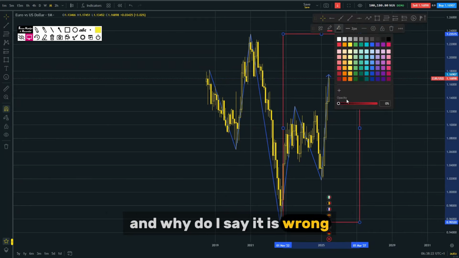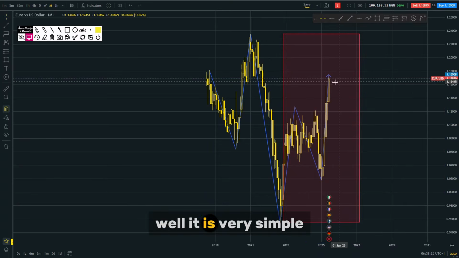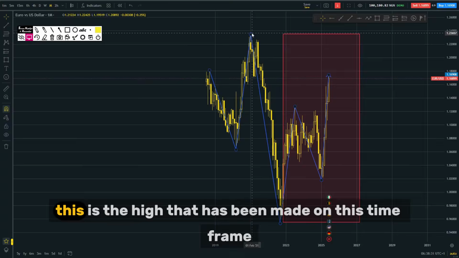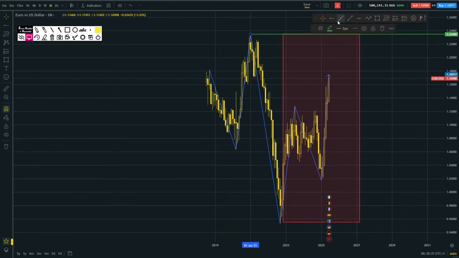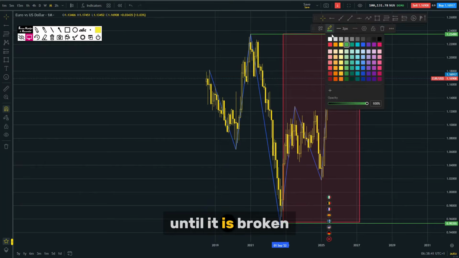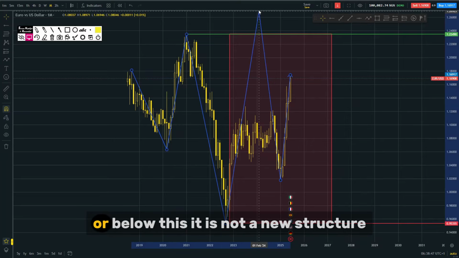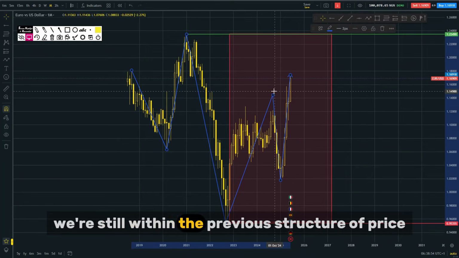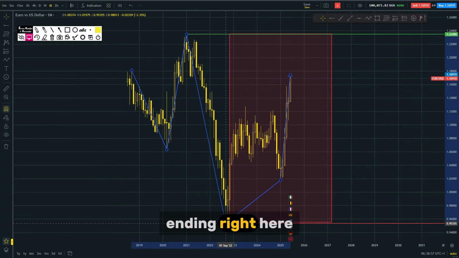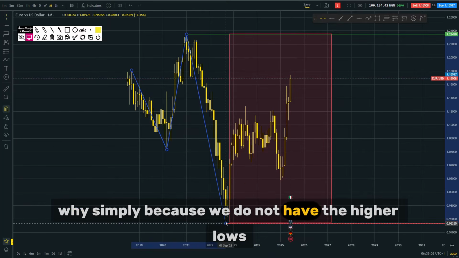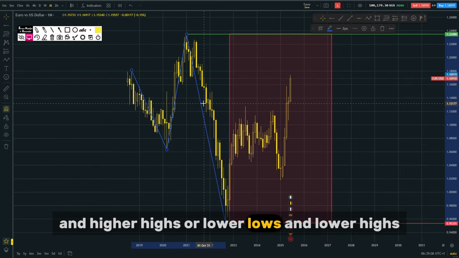And why do I say it is wrong? Why do we say it's totally wrong? Well, it is very simple. Market structure is only made when a high or low is broken on that same time frame. This is the high that has been made on this time frame, and this is the low that has been made on this time frame. Until one of them is broken, meaning until price trades either above like this or below this, it is not a new structure. We're still within the previous structure of price ending right here. So we don't know if this is going for demand or supply. Why? Simply because we do not have the higher lows and higher highs, or lower lows and lower highs.